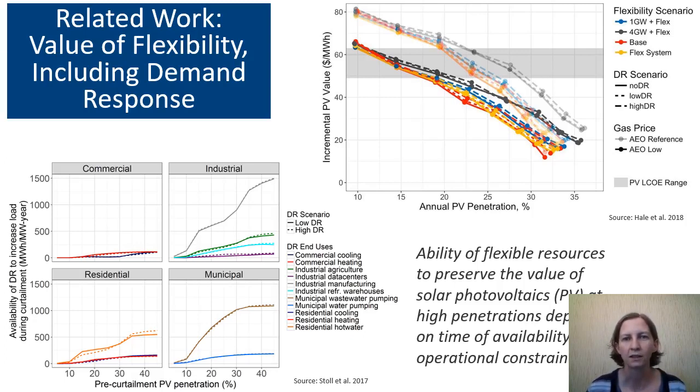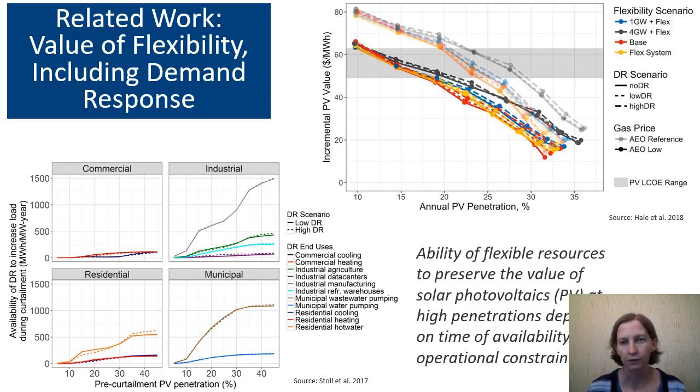So an example analysis that we've done is we looked at how marginal PV value declines as penetration increases, as well as the ability of flexibility to preserve that value. We did this study using a production cost model of the Florida power system, and we used that to look at a wide range of solar penetrations as well as some different flexibility options. We looked at demand flexibility, but we also looked at battery energy storage and operational flexibility.